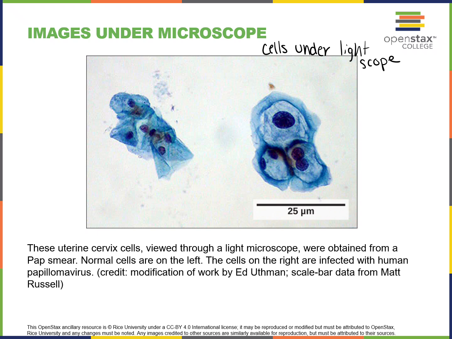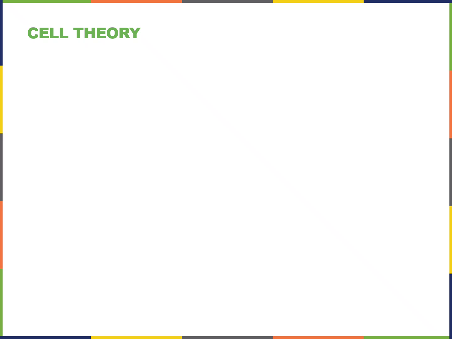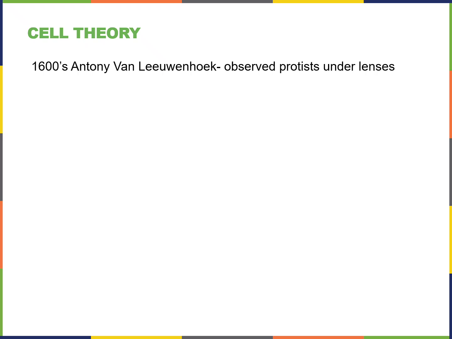Okay, great. So that's kind of how we view these teeny tiny cells and how we learn more about them. How did we learn about them in the first place? Cell theory. Cell theory was initially introduced by Antony van Leeuwenhoek. He was a biologist in the early phases of science, and he observed protists under some different lenses and saw that there was more that could be seen.